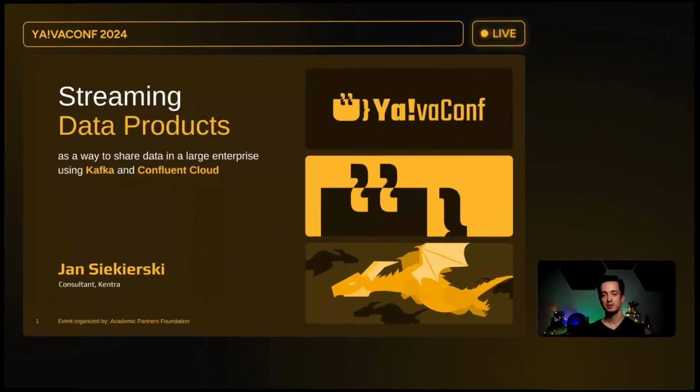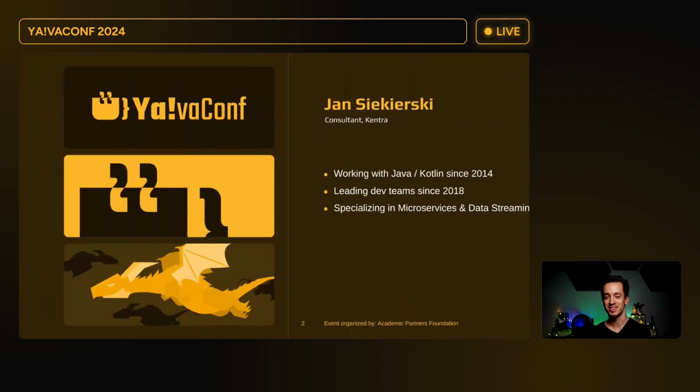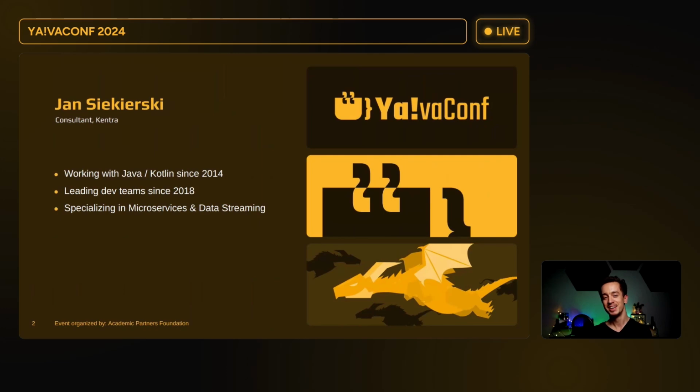Thank you. Hello, everyone. My name is Jan Siekierski, and this talk is about streaming data products. And Kafka and Confluent Cloud are just examples that implement certain ideas that I'll be talking about, because the whole talk is pretty abstract. So I want to give something concrete that will be easier to grasp if certain aspects are new to you. Two words about me.